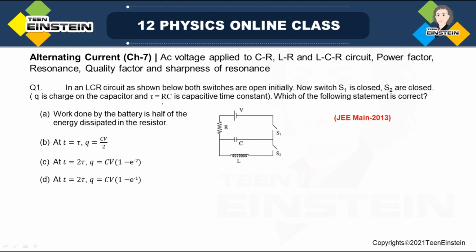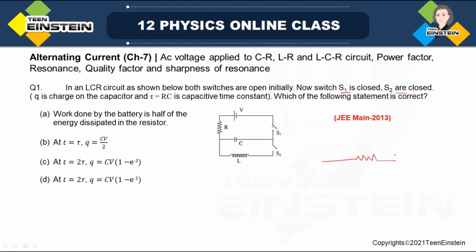So here the question is, initially both were open, now S1 is closed and S2 is open. See, S2 is open, S1 is closed. That means the circuit is closed now like this. Current will flow through both R and C, but there is an open circuit here, so it will not flow through L.